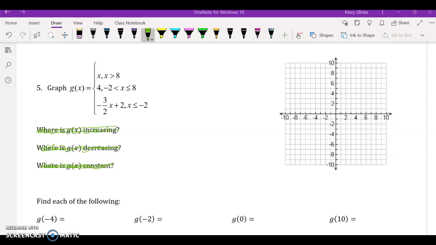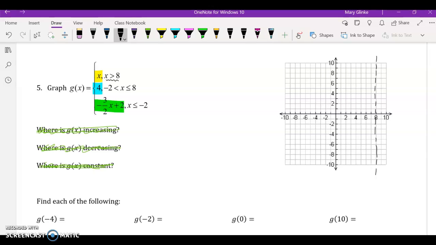So as we're looking at this, we actually have 3 different rules. We want to graph the line y equals x, y equals 4, and y equals negative 3/2 x plus 2. The problem with this is that we don't just have the left half of the graph and the right half of the graph. We have more than one boundary. So our first boundary occurs when x equals 8. So I'm going to go ahead and chop up this graph here at x equals 8.